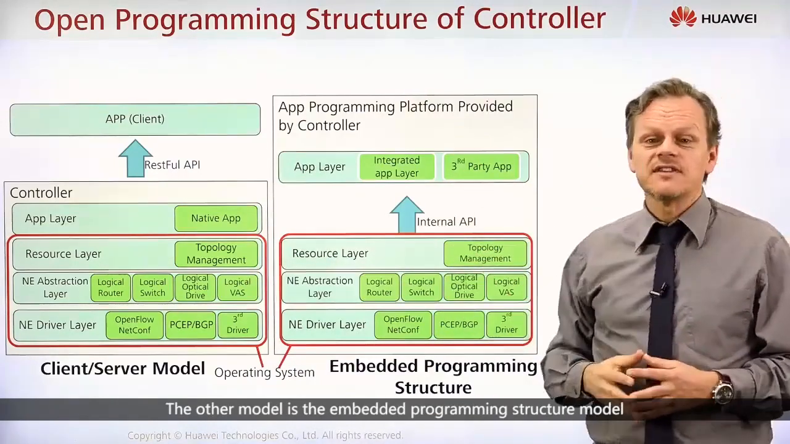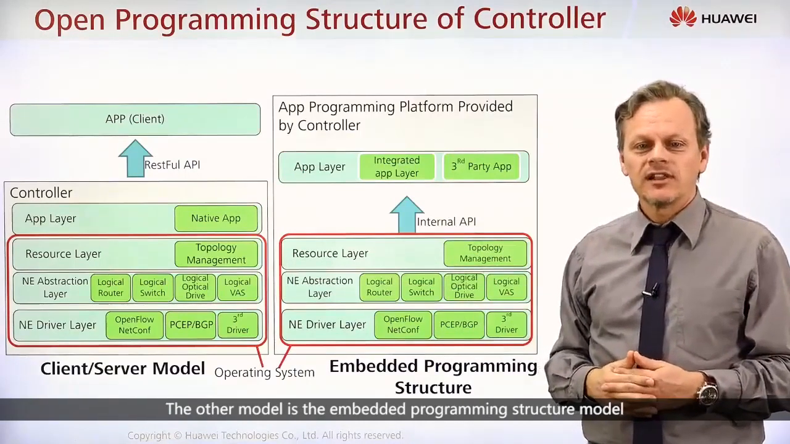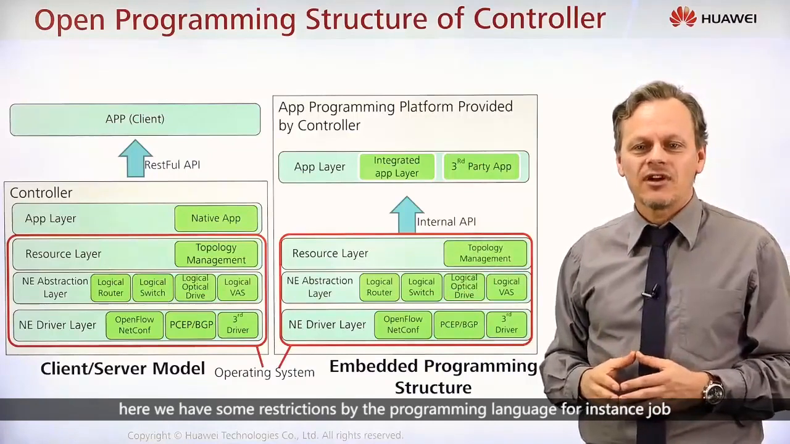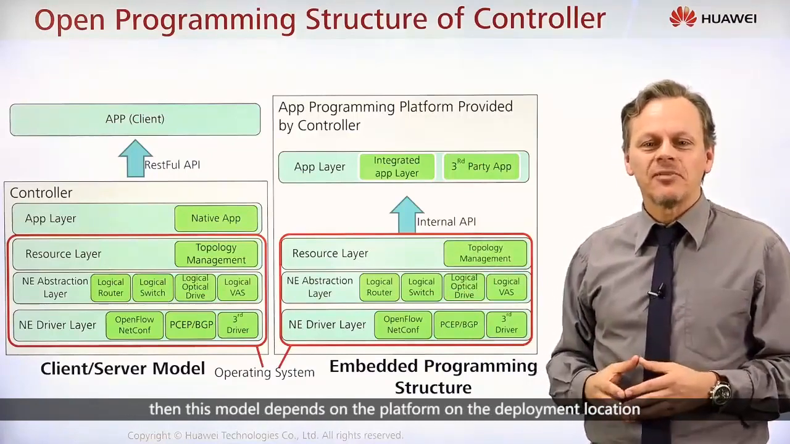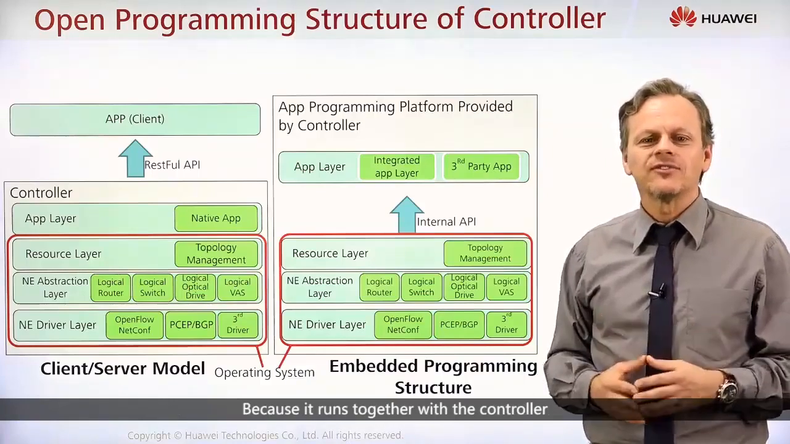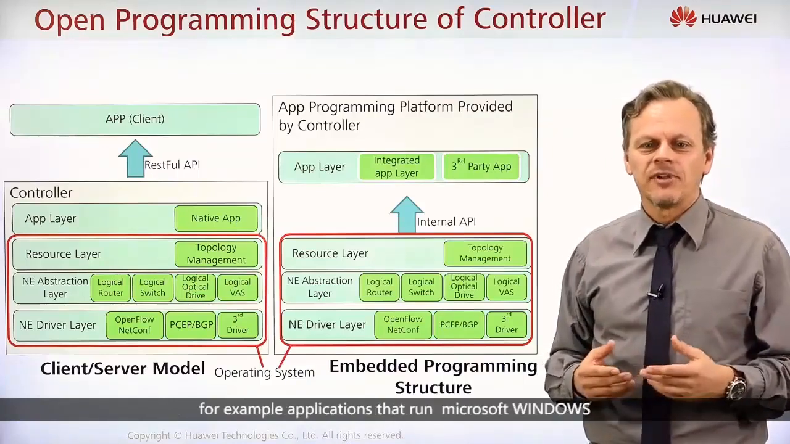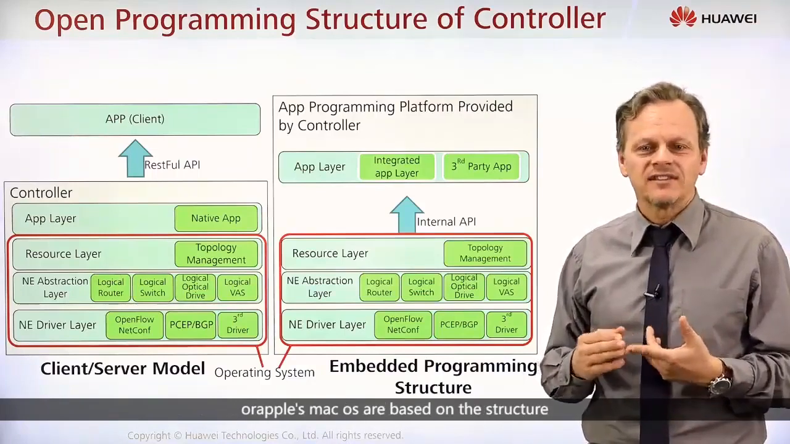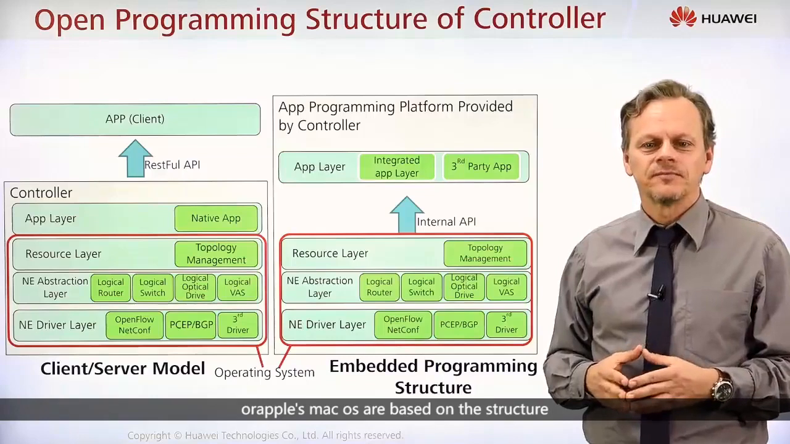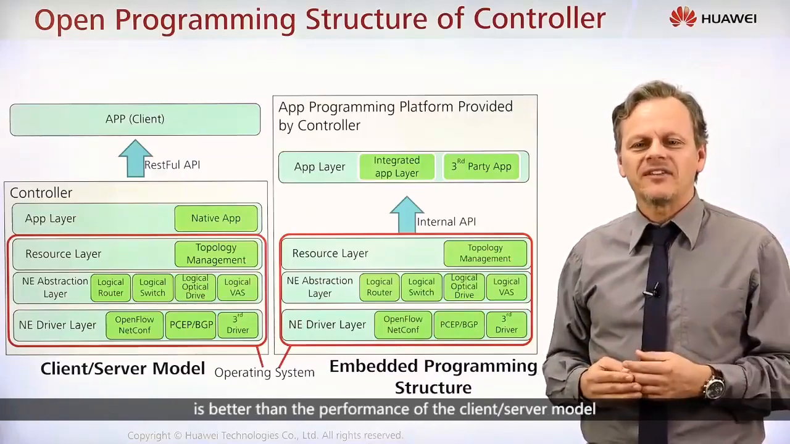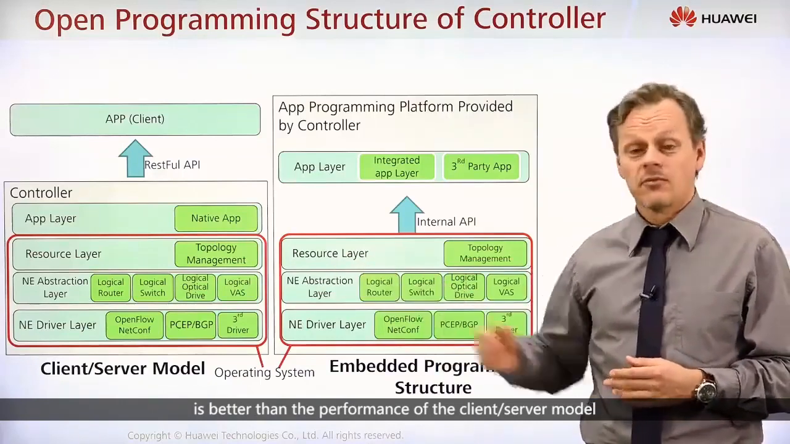The other model is the embedded programming structure model. Here we have some restrictions by the programming language, for instance Java. Then this model depends on the platform, on the deployment location, because it runs together with the controller. For example, applications that run on Microsoft Windows or Apple's Mac OS are based on this structure. But the advantage of this model is that its performance is better than the performance of the client-server model.